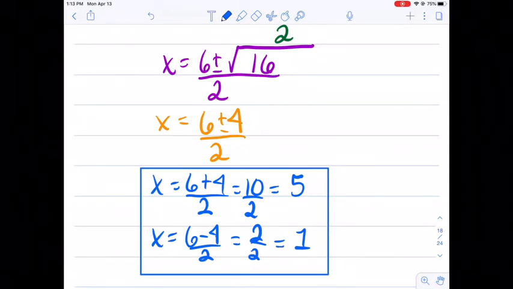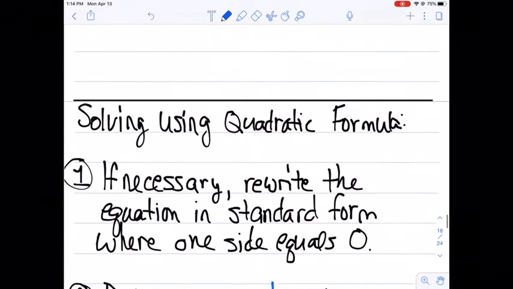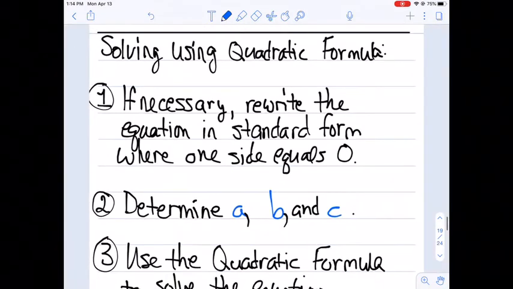Yes, factoring might have been easier to solve this one, but not every expression factors. So you might spend some time trying to factor an expression that doesn't factor. Whenever you're in doubt and you need to solve a quadratic equation, use the quadratic formula, unless you're restricted and you've been told in directions to do it a different way. This is your backup plan, regardless of what kind of equation is thrown your way. So you can always use the quadratic formula to solve any quadratic equation. All right, here are the steps.